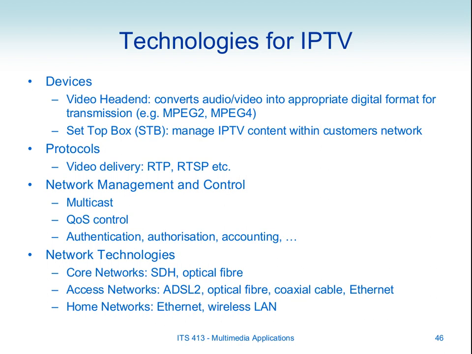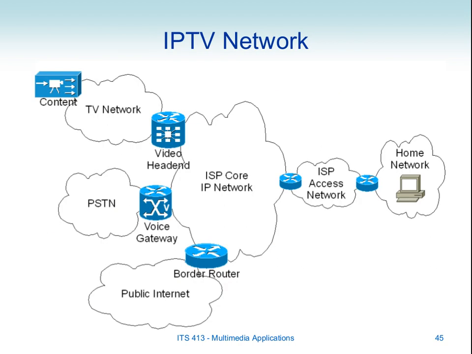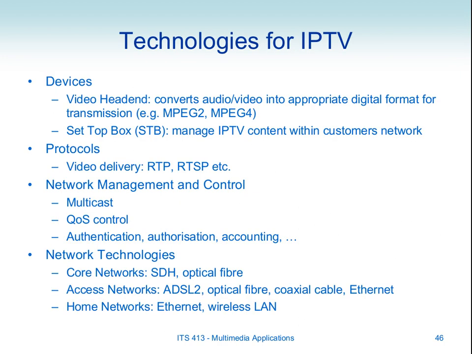What technologies do we need inside these networks? Inside especially the core network, the access network, and the home network? Well, it depends upon the speed requirements. Typical technologies inside the core network use optical fiber. Things like SDH are common. Access networks use ADSL2, optical fiber, coaxial cable, in some cases Ethernet. And inside the home, Ethernet and wireless LAN.